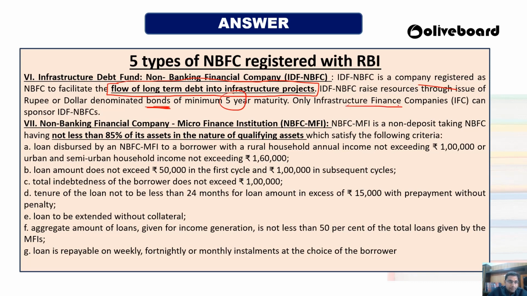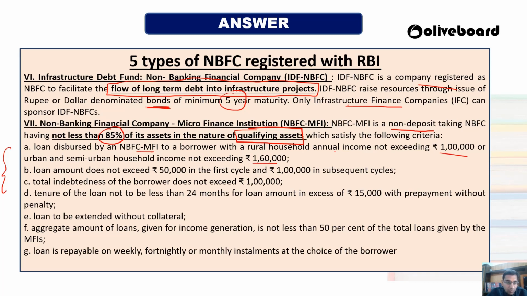only an infrastructure finance company can sponsor this. Then the seventh one is the non-banking financial company microfinance institution. They are non-deposit-taking NBFCs, and not less than 85% of their assets should be of qualifying asset nature, and they have some criteria to follow. Any loan distributed by the NBFC-MFI to a borrower in a rural household requires that their annual income not exceed rupees 1 lakh, or for urban and semi-urban households not exceed 1,60,000.